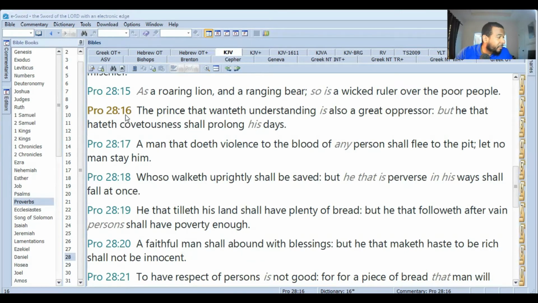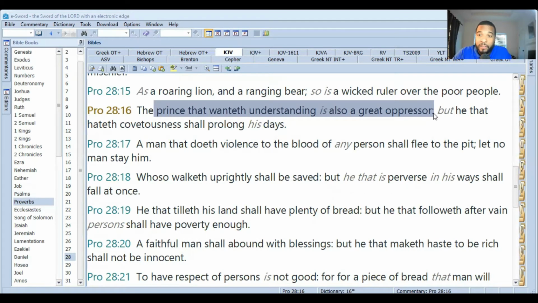So when you look at Proverbs chapter 28, verse 16, it says, the ruler that wants understanding is also a great oppressor. But he that hates covetousness shall prolong his days. So the ruler that wants understanding is also a great oppressor. You notice that all the time. The answers, the wisdom, the understanding is usually what many of these kings lack. The decisions that they make reflect that.